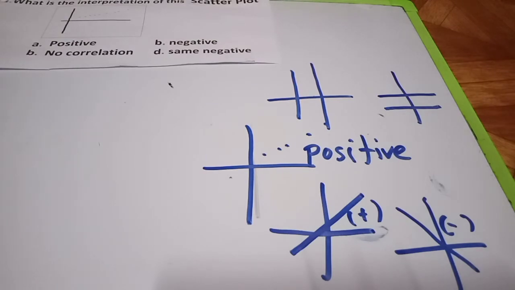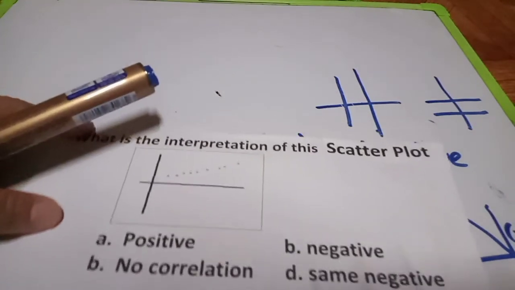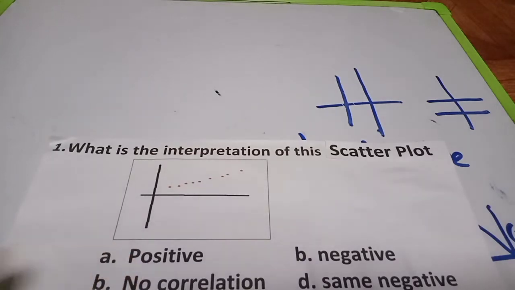So if you look at that, that is a positive correlation. Based on my drawing, if you look at a straight line, that is considered a positive interpretation for the scatter plot in our correlation. Okay, let's proceed to number 2.